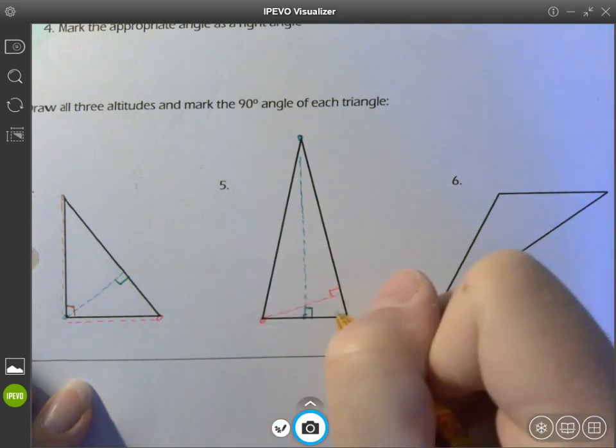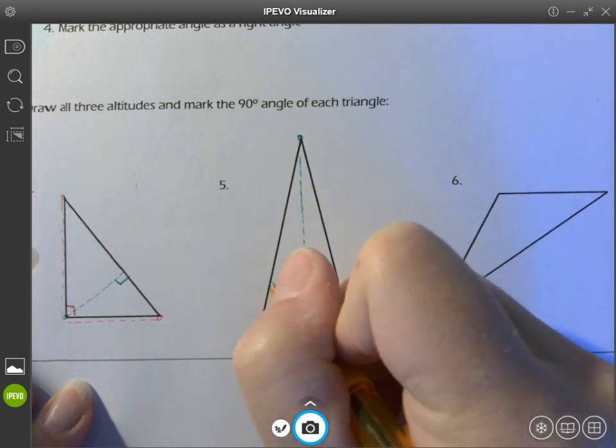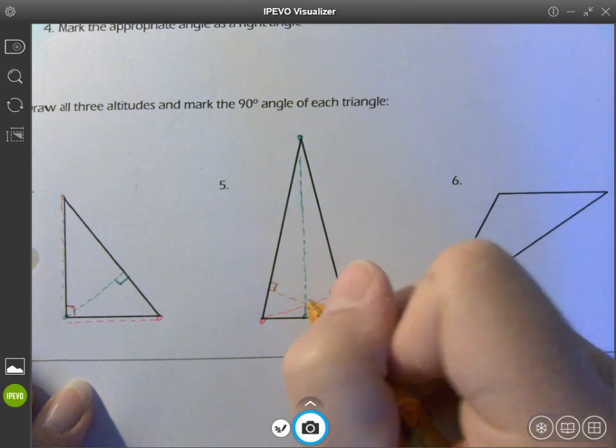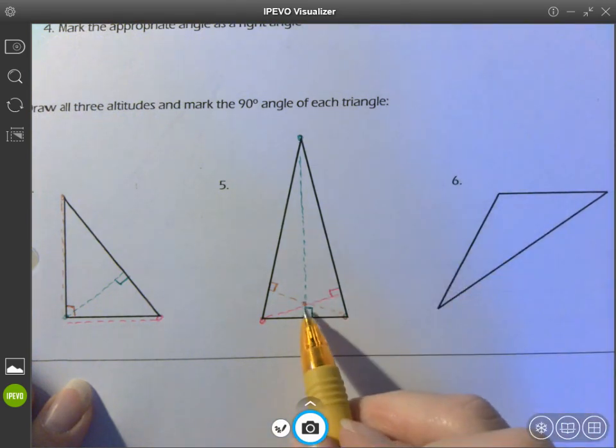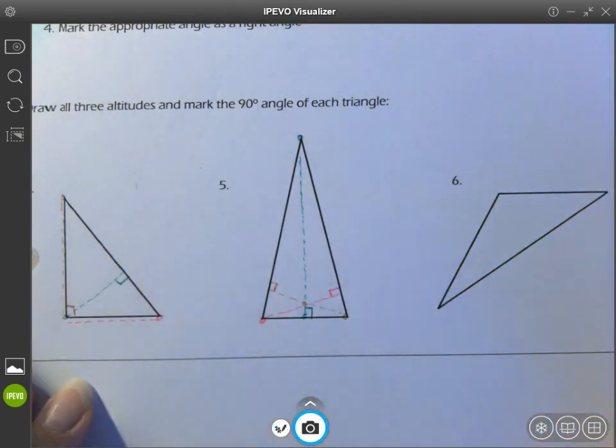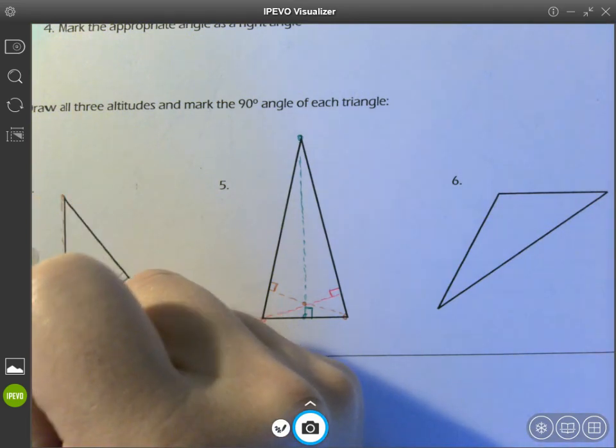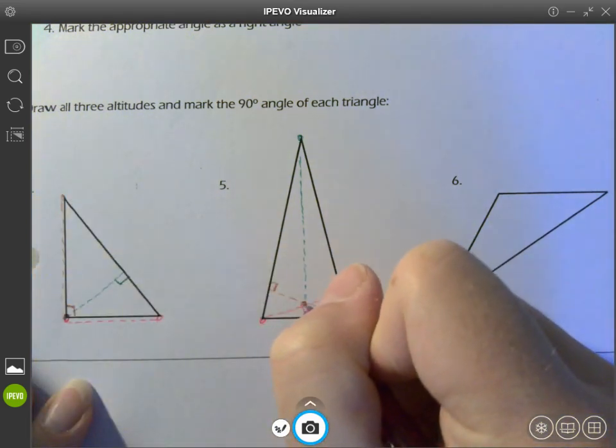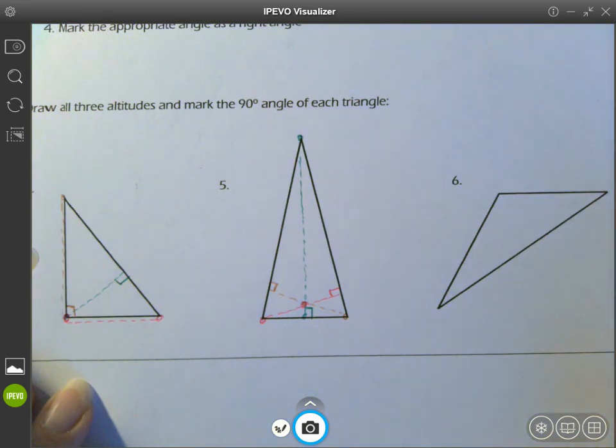Vertex to opposite side, and we get that 90 degrees. Notice that these are connecting in one point. Did you guys notice these connect in one point? These connect right here. These connect right here. And then this is going to be the harder one.